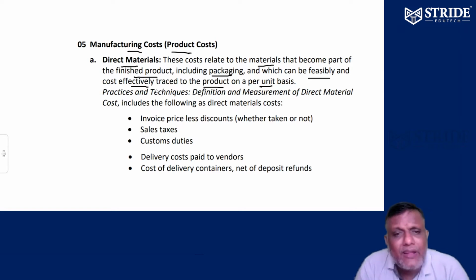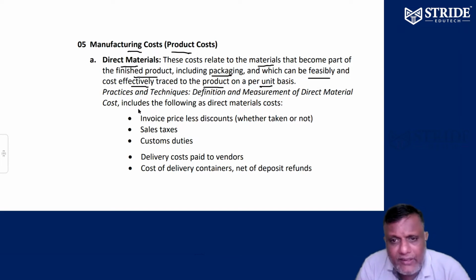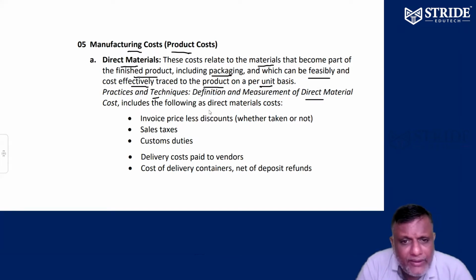If it is non-traceable, it is indirect material. Factory materials, indirect. Office material, indirect. Selling, indirect. You cannot trace the cost exactly, precisely: indirect. You know exactly, precisely: direct. So direct material means the following things are included in the direct material cost.